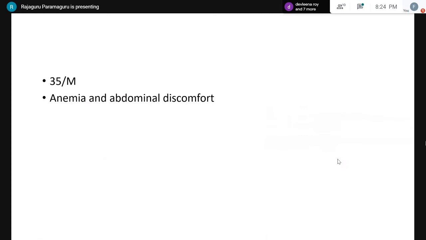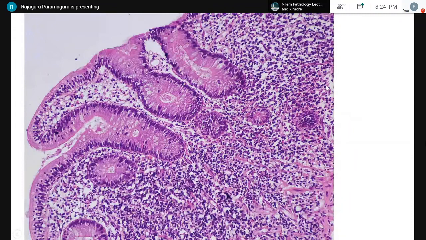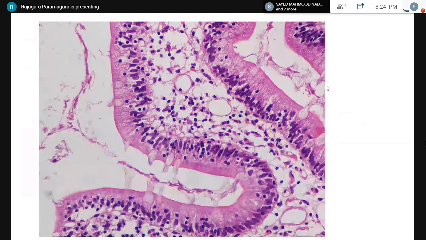I'm going to show you another case, a 35-year-old male with anemia and abdominal discomfort. This is a biopsy from the duodenum. This is a punch, and this was contributed by my friend Dr. Abhijit. And what do you see here? Can anyone comment? This is the low-power image. This is a high-power image, and some more higher-power images here.